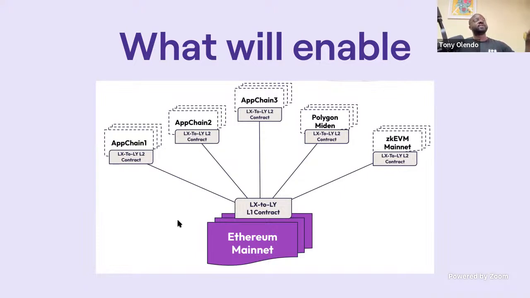So this is what it currently looks like, but in the future, we're going to be upgrading the LxLy bridge to be fully cross-chain. So you'll be able to not only terminate to Ethereum, but terminate to any other chain, any other app chain that exists within our ecosystem.